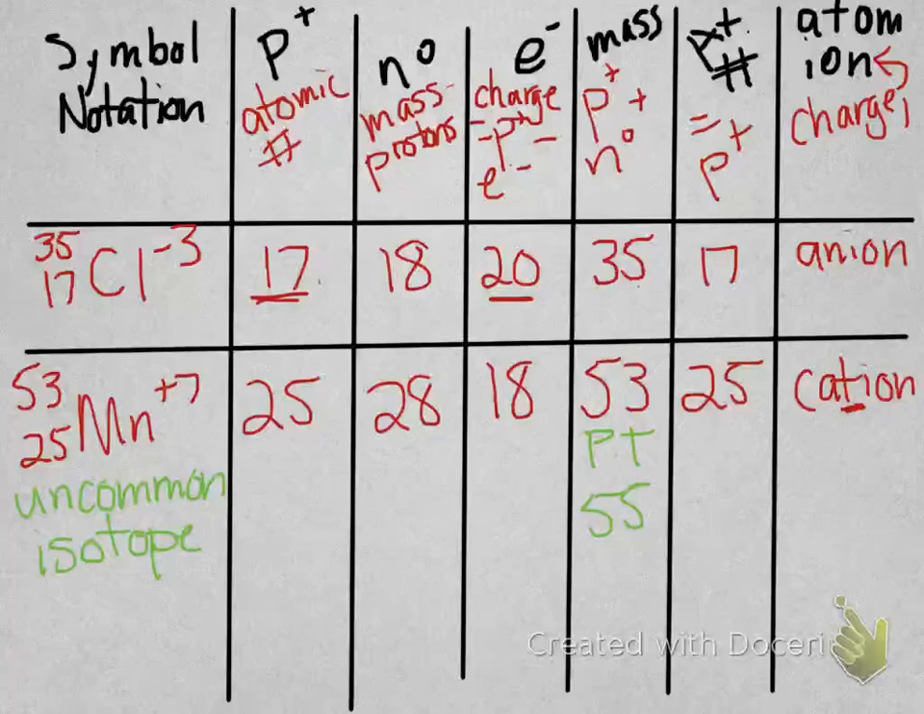These two examples give you some different anions and cations, pointing out how we use the given data to be able to calculate the unknowns.